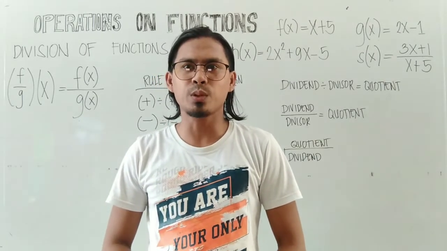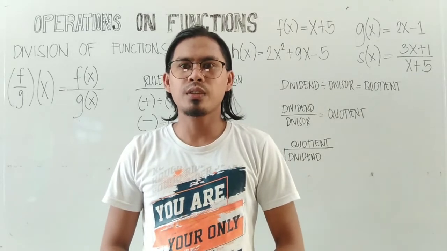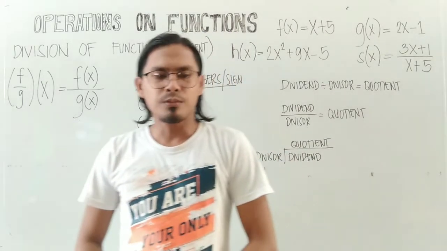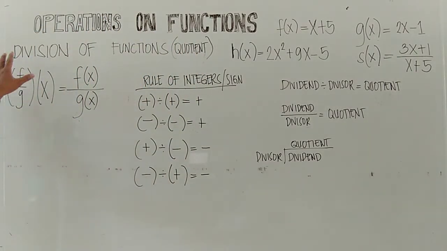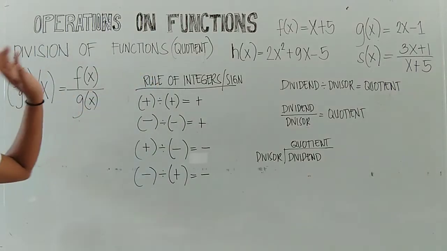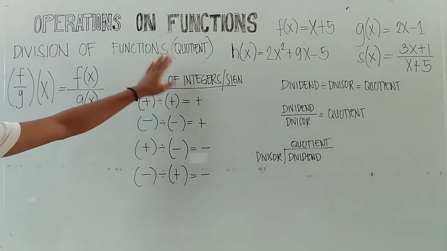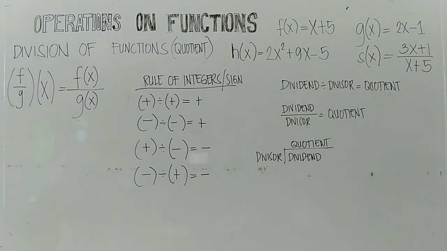So in this video, we will be learning how to divide your functions. On the board, we have division of functions, or we can say that we are finding the quotients of our functions. Assuming our functions are f of x and g of x, their quotient is expressed as f over g of x equals f of x divided by g of x.